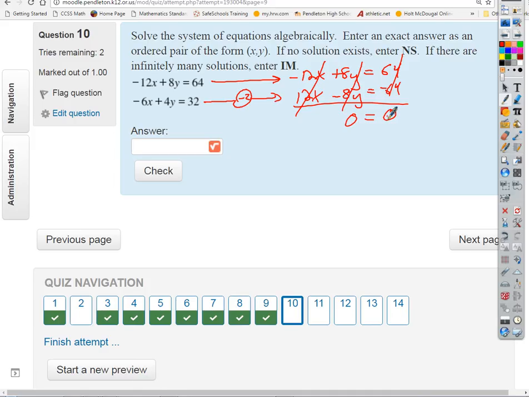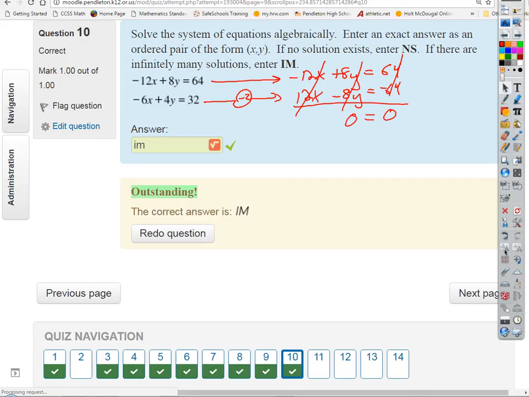How do we interpret that? Infinitely many. They're the same line, aren't they? So our answer is infinitely many solutions.